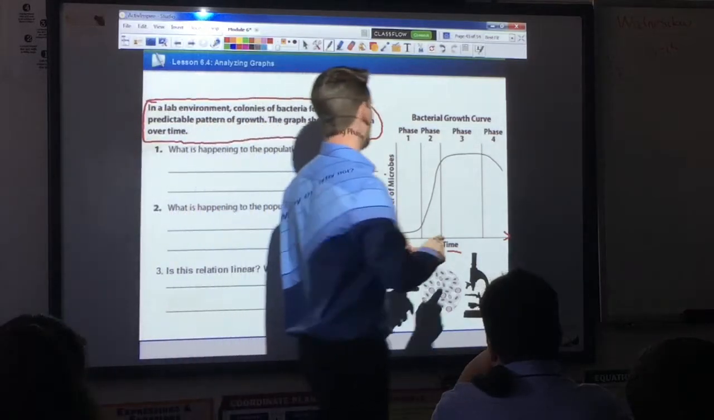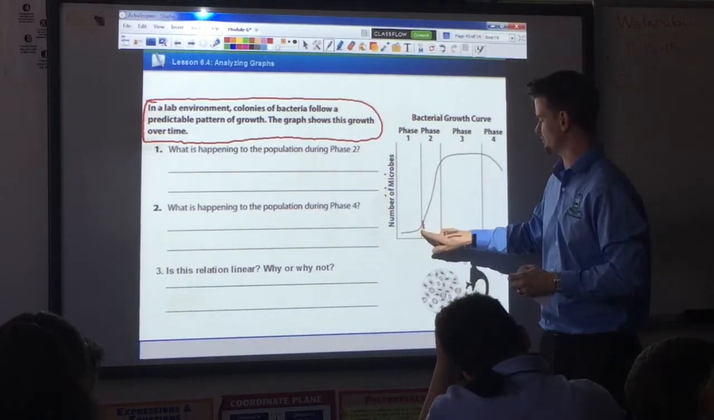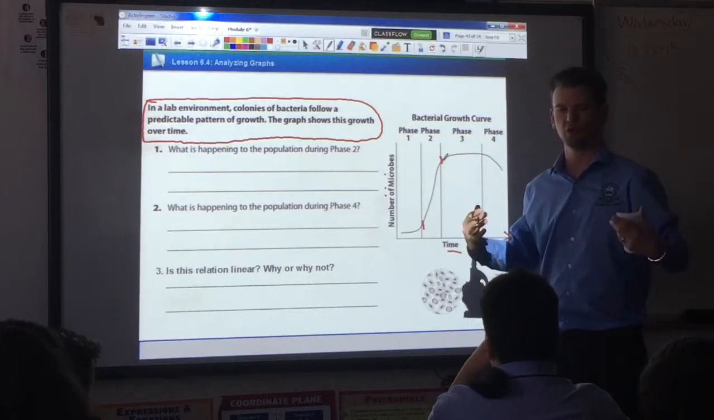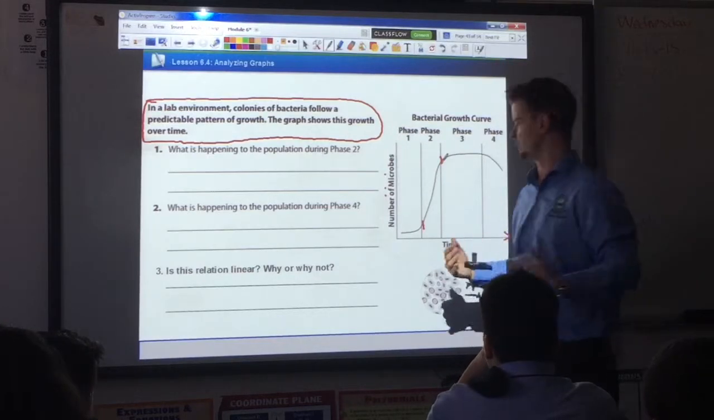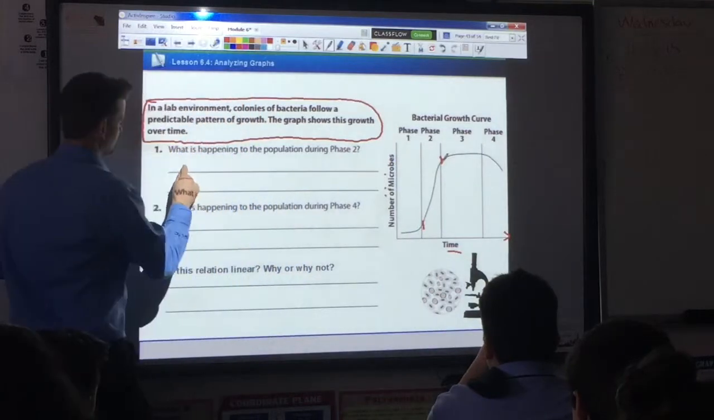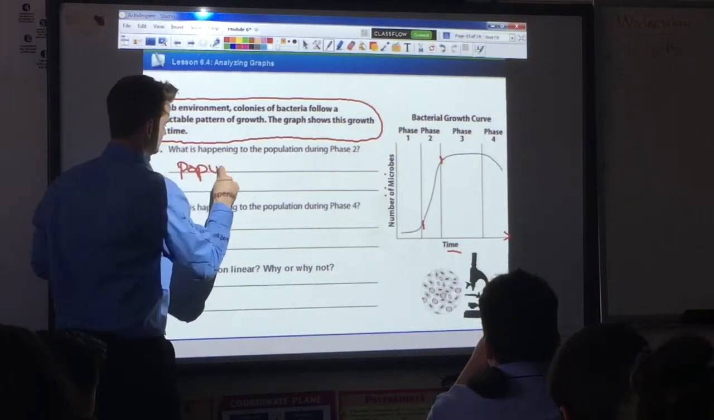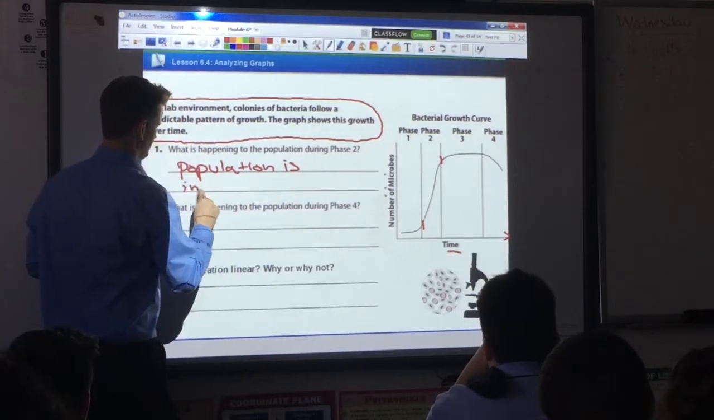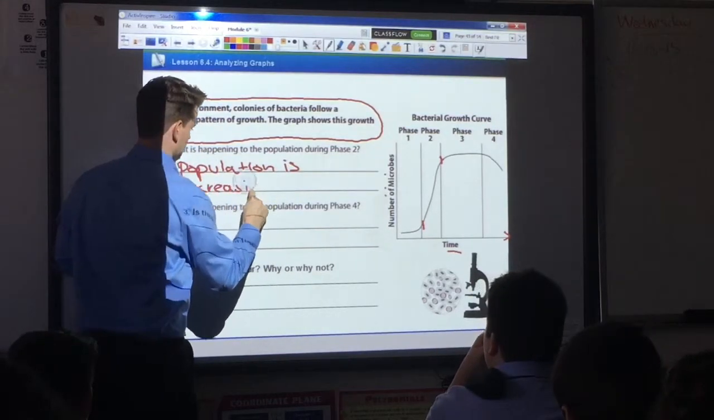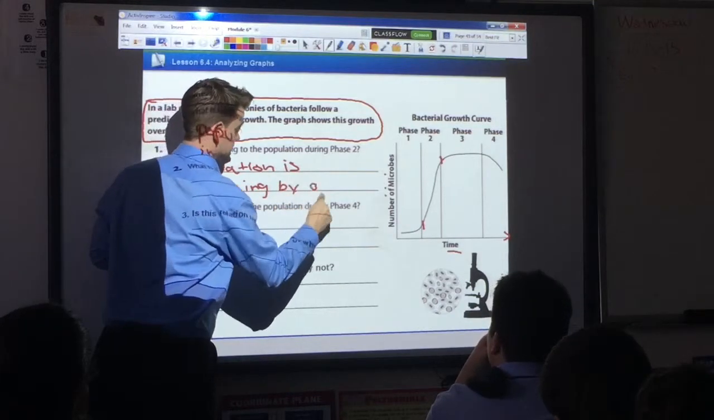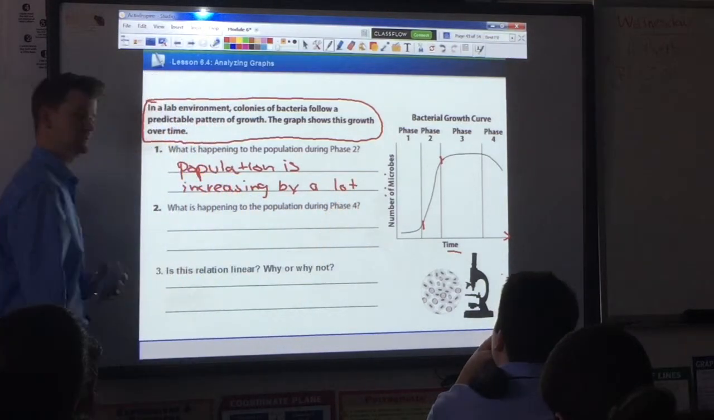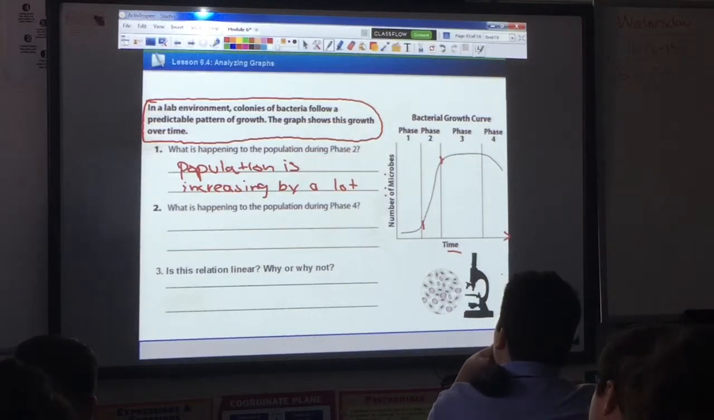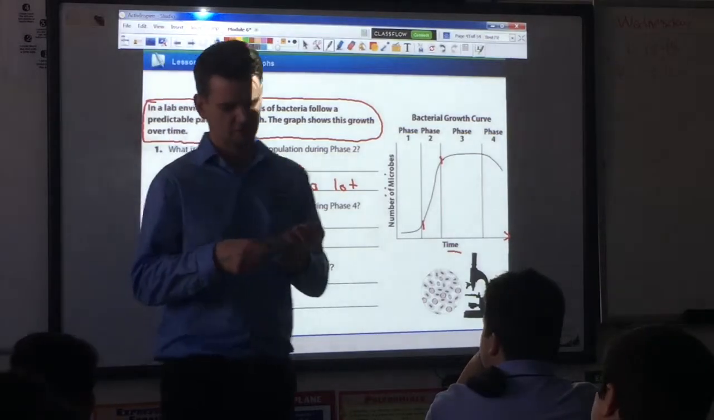Dylon, what is happening to the population during phase 2? Now phase 2 starts here and ends here. What's happening during phase 2? It's increasing. Is it increasing by a whole lot or a little? A lot. That's a pretty steep line. So I'm going to say population is increasing by a lot, by billions of bacterial microbes coming to find you where you live. Okay, so yeah, it's increasing.